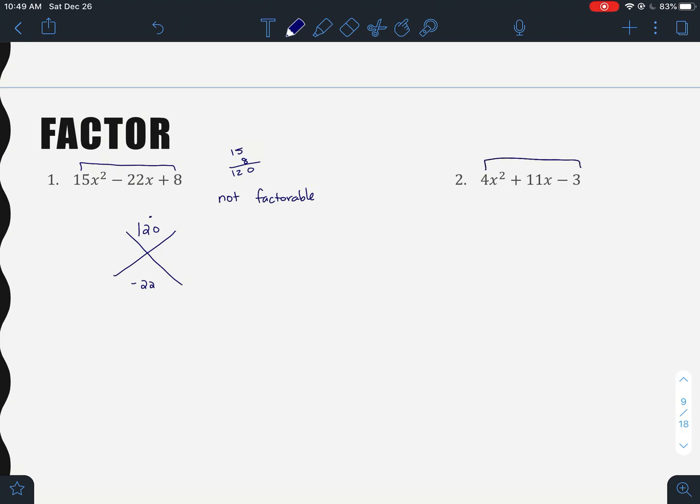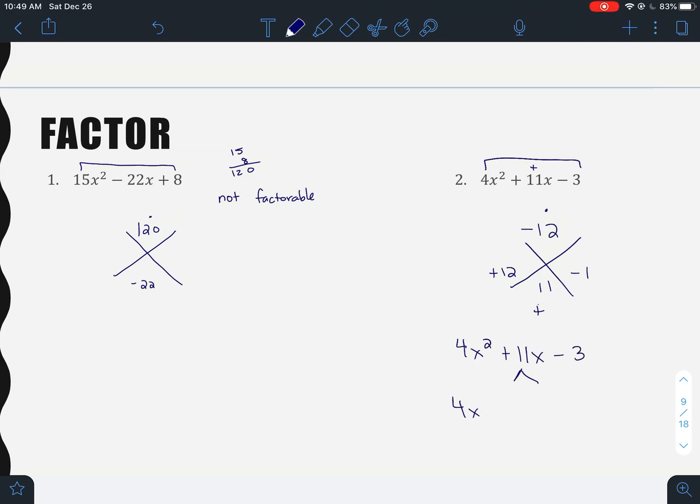All right, let's look at the next one. 4x squared plus 11x minus 3. So we're going to take 4 times negative 3, and we would get negative 12. So I need two numbers. When I multiply them, I get negative 12. And when I add them, I get positive 11. So that would be positive 12 and negative 1.